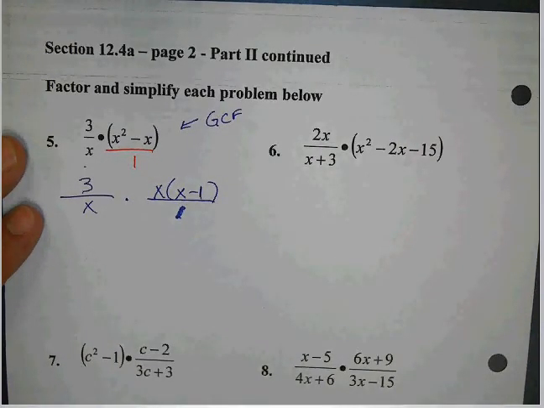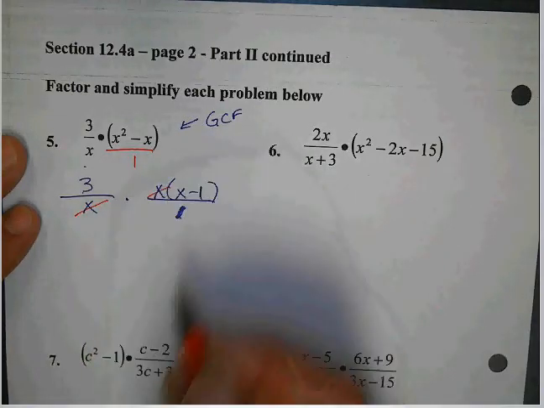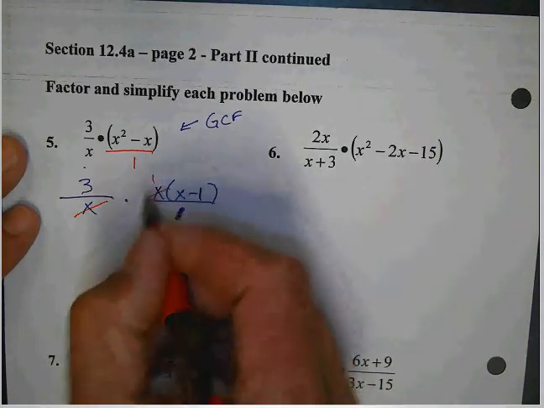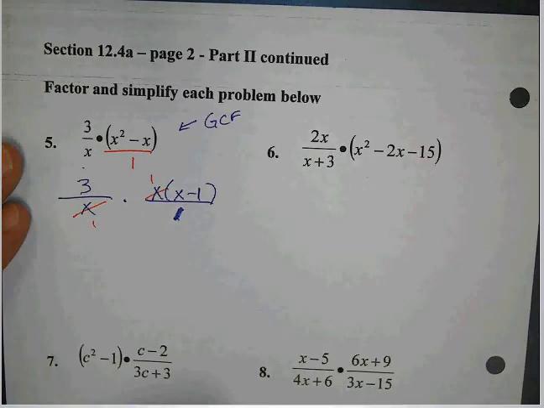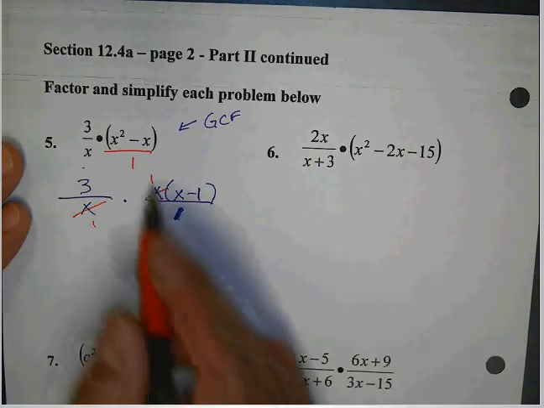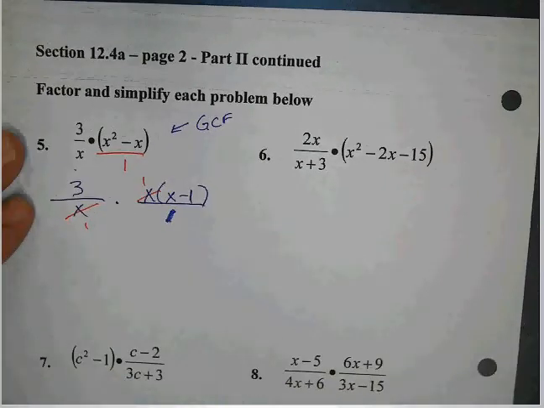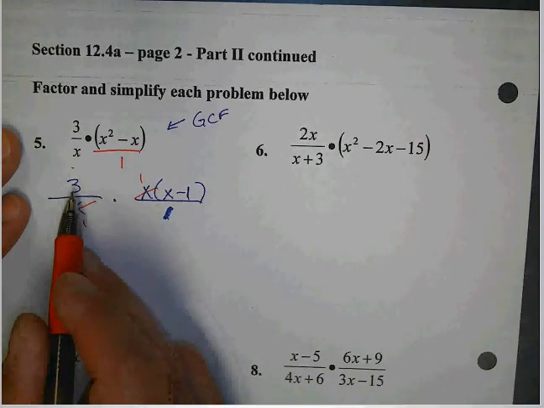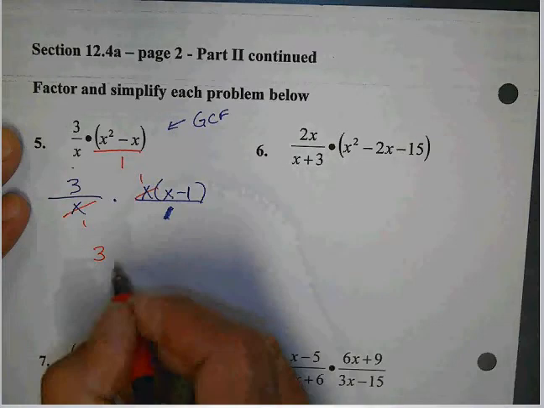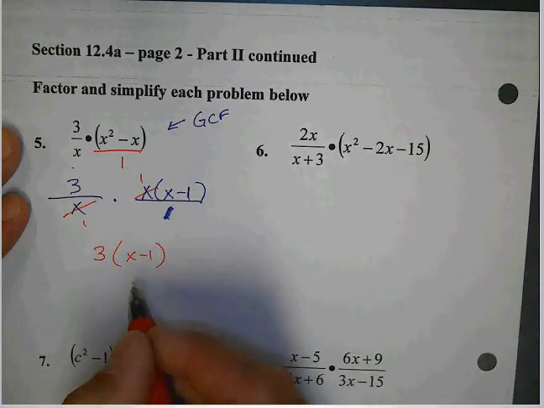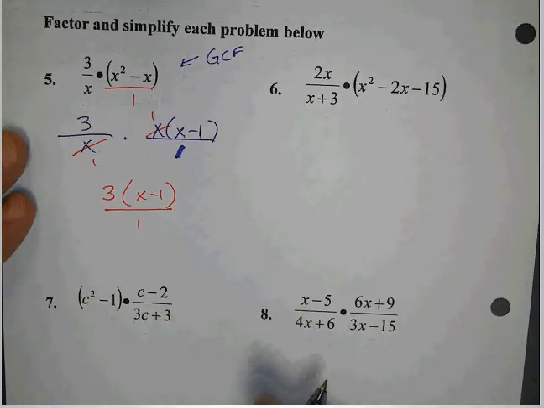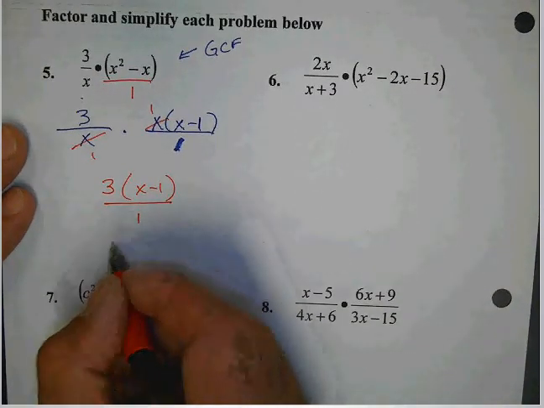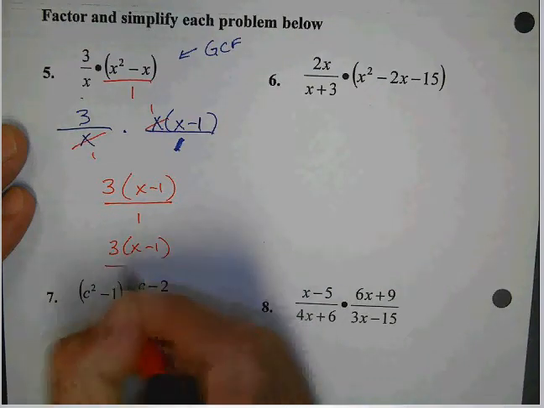All right, let's see what cancels. The x's cancel. What do those cancel to? 1. Does anything else cancel? Kyle? Would you be able to cancel the 1 and the 1? They would cancel to 1s, so we're okay there. So left on the top, I have 3 times 1, which is 3, times x minus 1, over 1 times 1, which is 1. Do I need to put it over 1? No. So I guess my answer would be 3 and x minus 1.